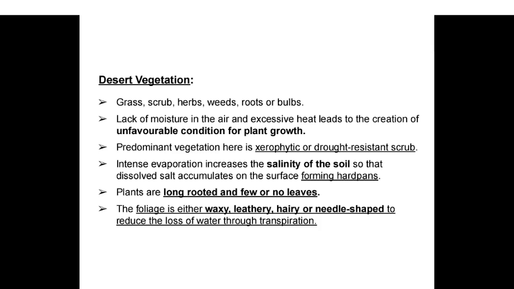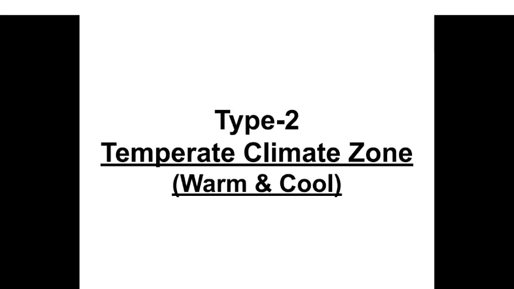Intense evaporation increases the salinity of the soil so that dissolved salt accumulates on the surface, forming hard pans. Plants are long-rooted, with few or no leaves. The foliage is either waxy, leathery, hairy, or needle-shaped to reduce the loss of water through transpiration.